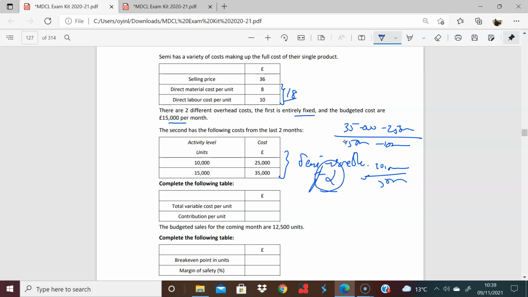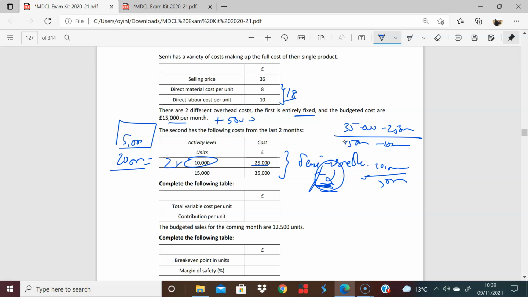So you have a variable element of 2, but there's also a fixed element, and we can find that fixed element. I'll just pick this one. 2 times 10,000, because that's the variable element, right? 2 times 10,000 is 20. The total cost is 25, so the fixed element is 5. So there's a fixed element that I'm going to add when I'm dealing with this whole thing. But the variable element is 2.